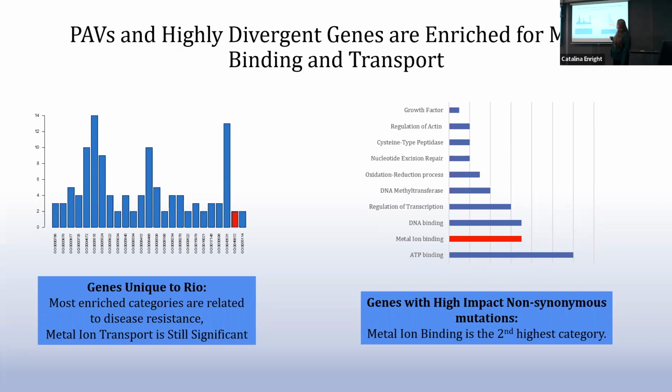But one of these things that's always significant, although never the most significant, was metal ion binding or metal ion transport. And so we kept seeing it, and particularly in your highly divergent mutation category, you see a lot of the metal transporters coming up here. And so it started to make us think, well, maybe that's actually something, because that was a little less expected than the disease resistance genes.